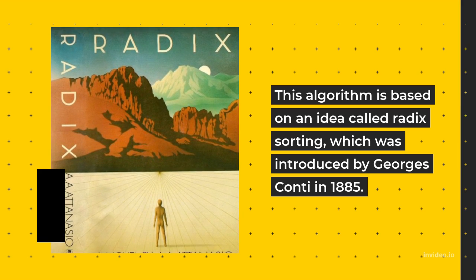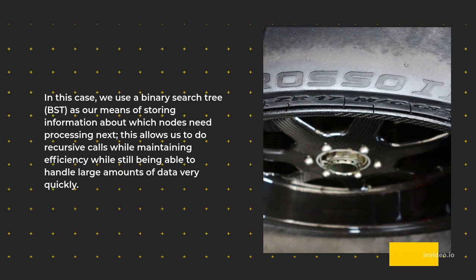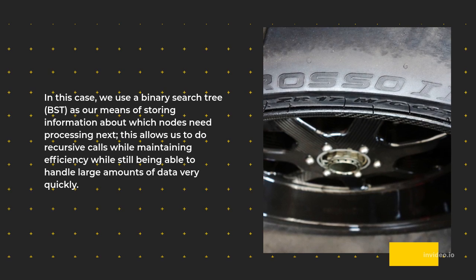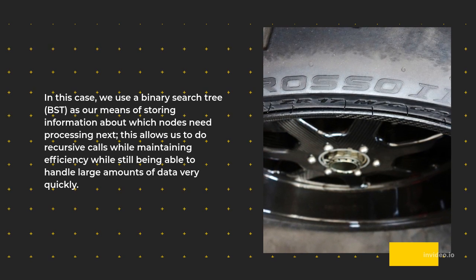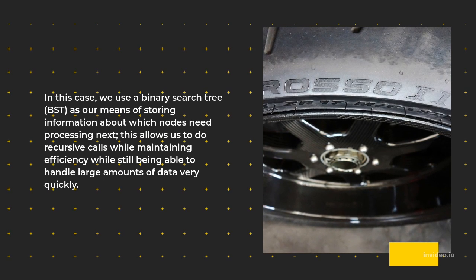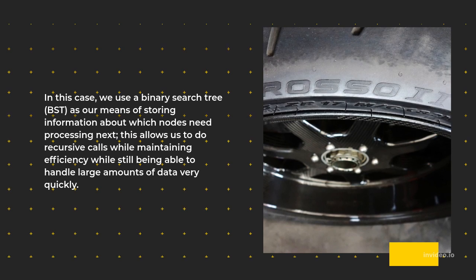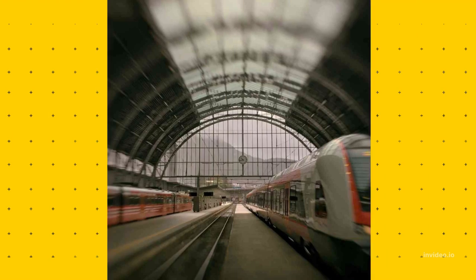Quick sort. This algorithm is based on an idea called radix sorting, which was introduced by Georges Conti in 1885. It's based on recursion. The process repeats itself until no more iterations are needed. In this case, we use a binary search tree, BST, as our means of storing information about which nodes need processing next. This allows us to do recursive calls while maintaining efficiency while still being able to handle large amounts of data very quickly.